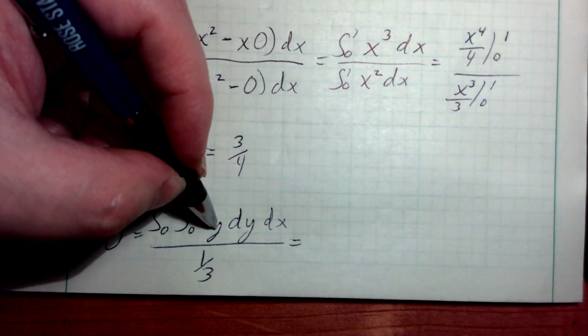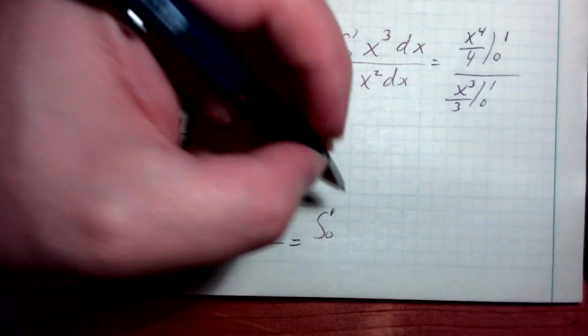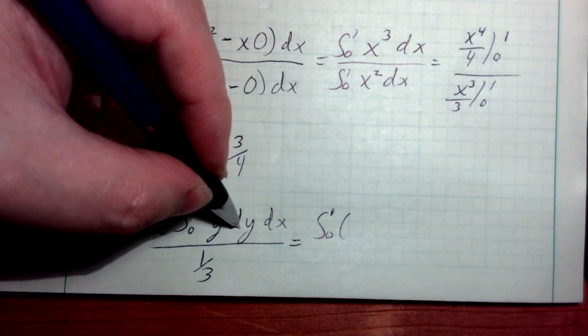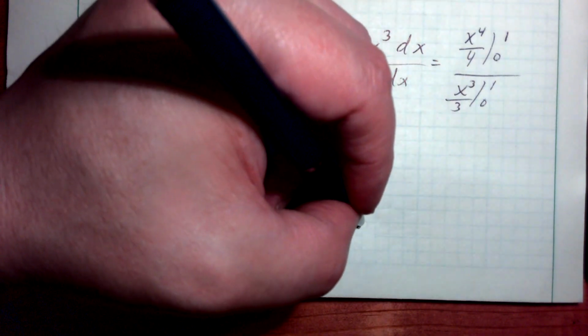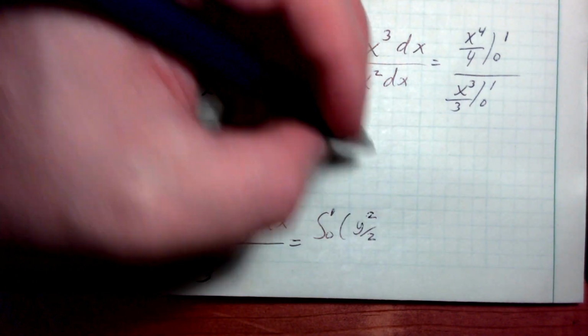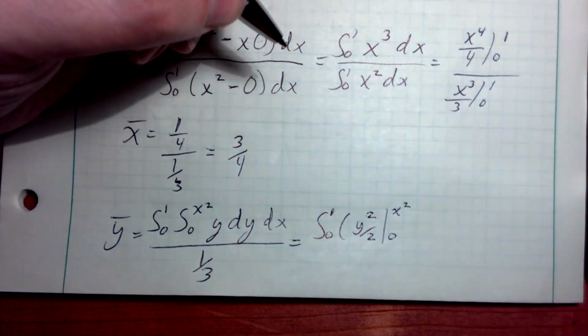I'm going to integrate y with respect to y for the inside integral. Let's leave the outside integral alone, just like we did earlier. So we're integrating from 0 to 1. This quantity, I'm integrating y with respect to y. That's going to be y squared over 2, and that's going to go from 0 up to x squared.